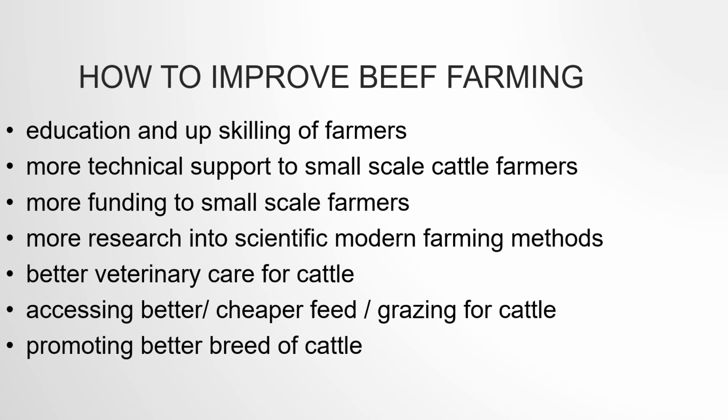But now, how to improve beef farming, or phrased differently, strategies to improve beef farming. So, start with education and upskilling of farmers, more technical support to small-scale cattle farmers, more funding to small-scale farmers, more research into scientific modern farming methods, better veterinary care for cattle, accessing better, cheaper feed and grazing for cattle, and promoting better breeding of cattle.